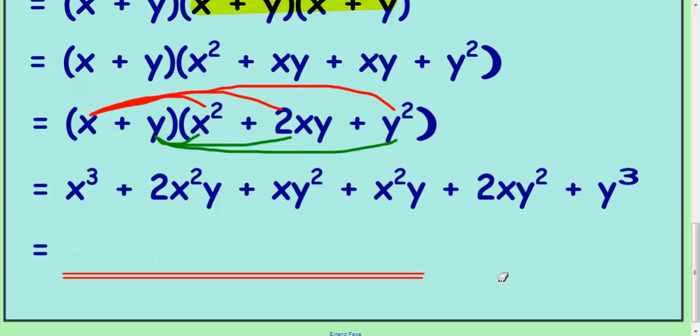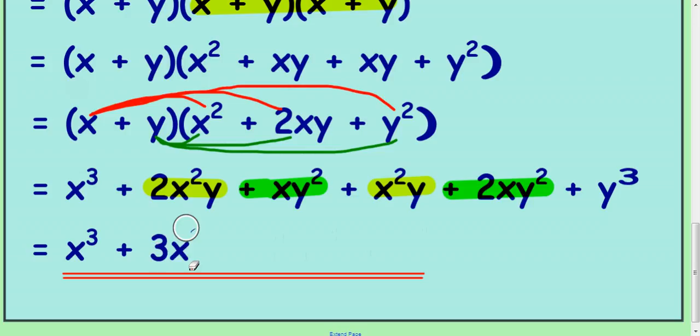Okay, so now you look for things that you can simplify. Now there's nothing we can do with the x cubed, but if we look at this here, we've got 2x squared y and another x squared y. And here we've got an xy squared, a plus xy squared, and we've got a plus 2xy squared. So we can tidy these things up. So x cubed's there, 2 of these plus another one is 3x squared y. And we've got one of these xy squareds and 2 more, so that makes 3 of them. And finally there's nothing you can do with the y cubed. And that's it done.